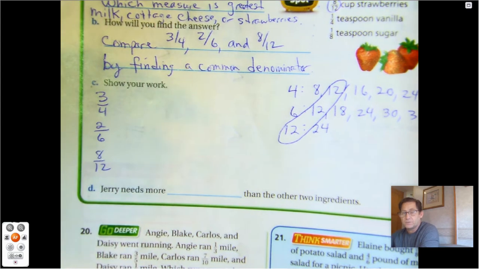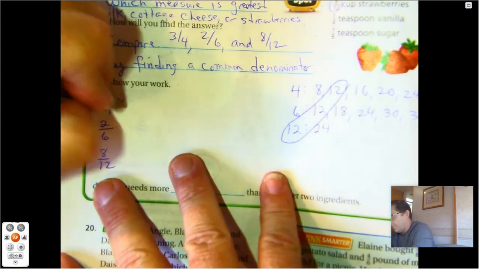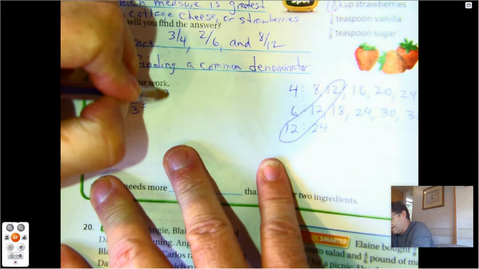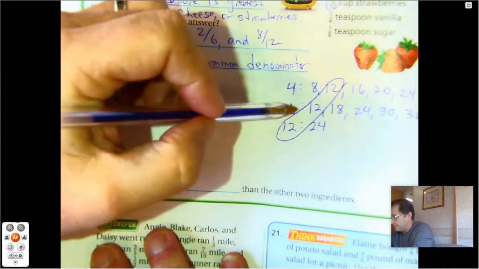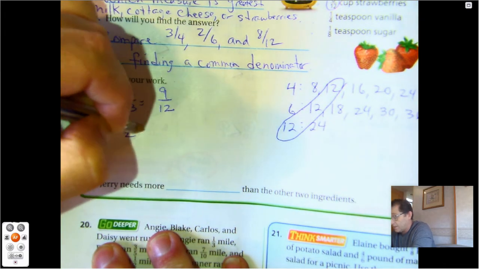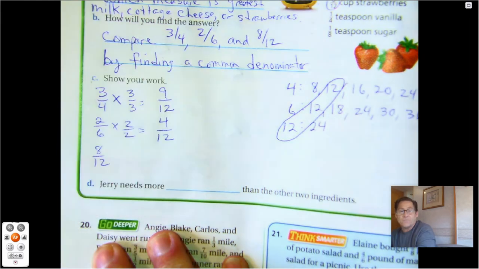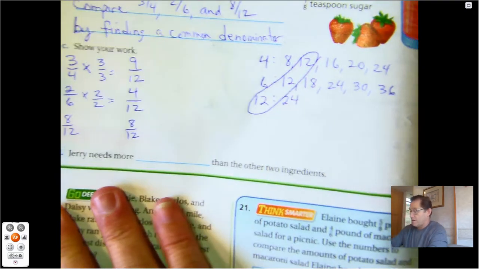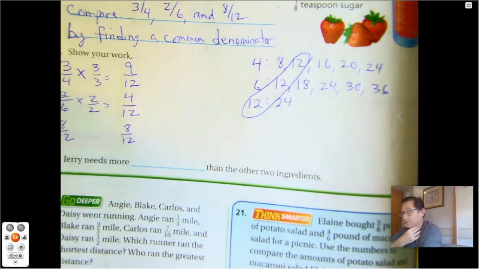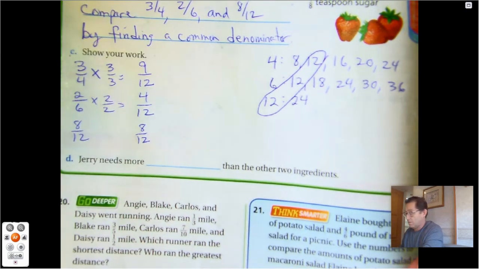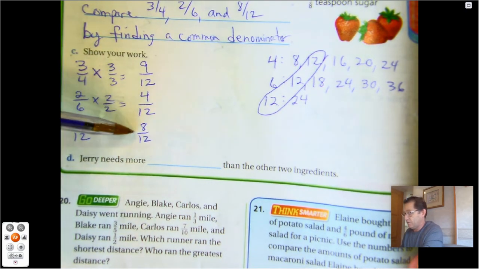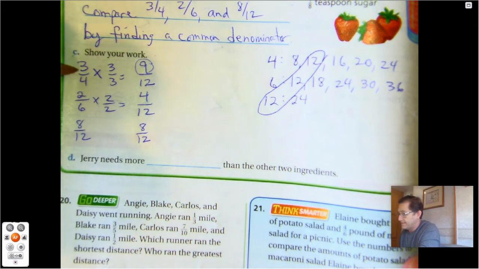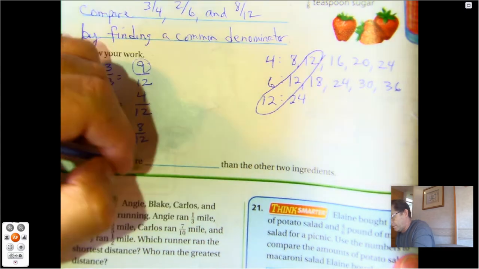So 3/4 I'd have to multiply by 3 over 3, and that would give me 9/12. The 2/6 I'd have to multiply by 2 over 2. That would give me 4/12. And the 8/12 is already 12ths. Okay, so now, which one is the greatest? 9/12, 4/12, 8/12. Well, the 9 is the biggest. So 3/4. Jerry needs more milk than the other 2 ingredients.